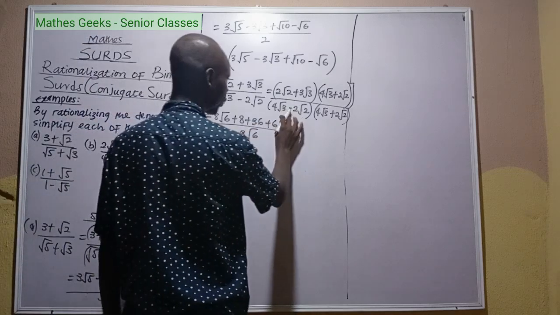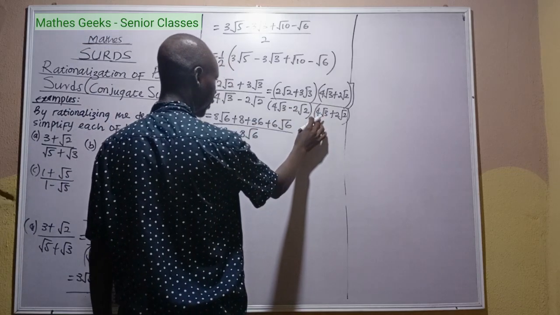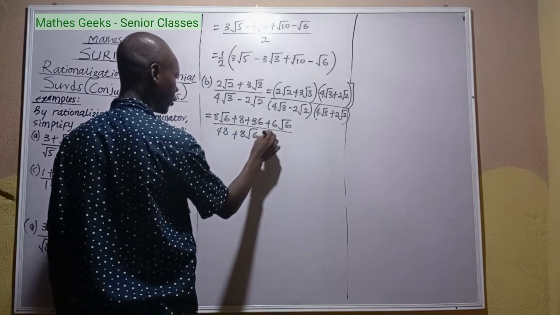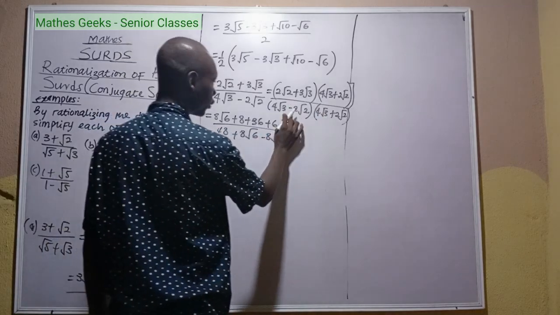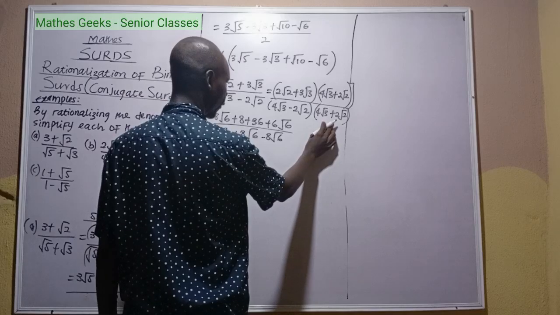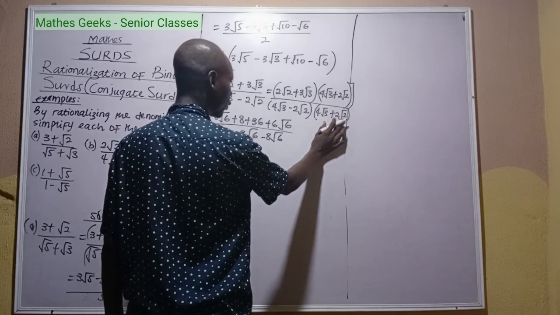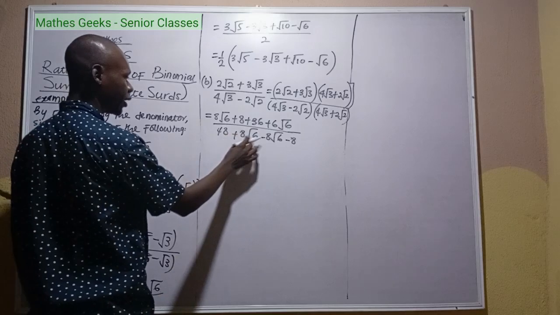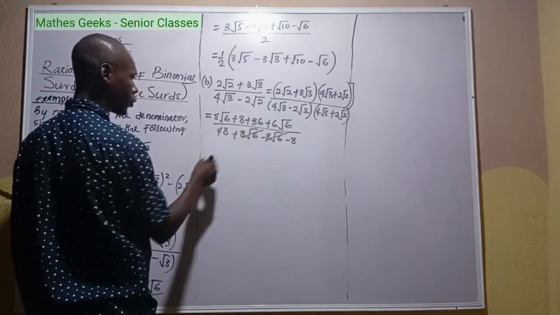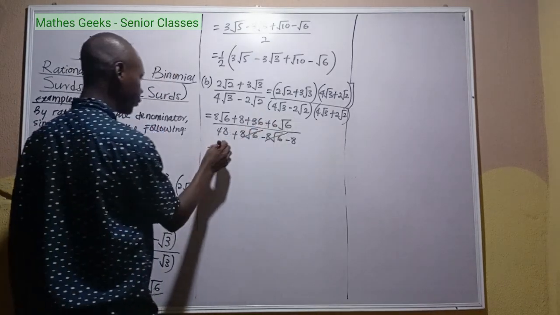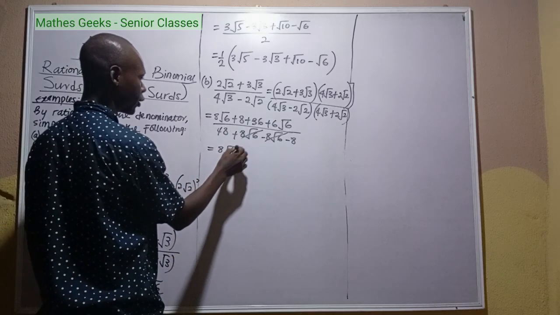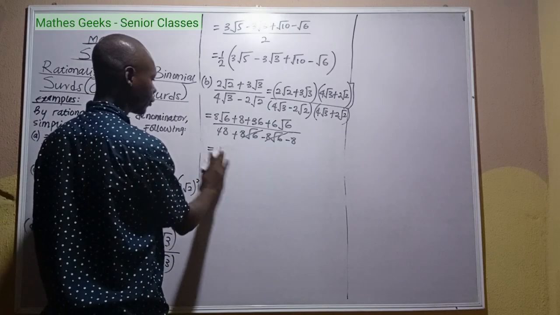And then minus 2 times 4 will give us minus 8. Root 2 times root 3 will give us root 6. So minus 8 root 6. Minus 2 times plus 2 will give us minus 4. Root 2 times root 2 is 2. 2 times minus 4 will give us minus 8. Now, plus 8 root 6 minus 8 root 6 will cancel out. So this will give us 8 root 6. Okay, let me write this out first.